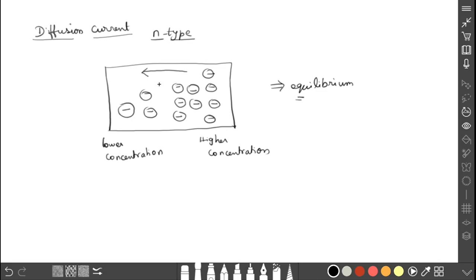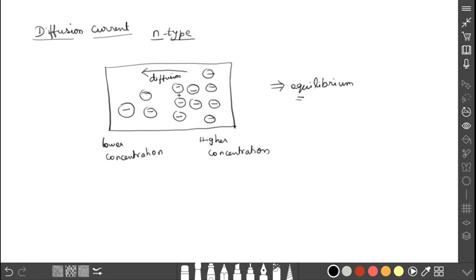So the movement of charge carriers from higher concentration to lower concentration generates a current due to the diffusion. So this is called diffusion current. This kind of current will be produced when the semiconductor is doped, okay, that time it will be non-uniformly doped. What is the meaning of doping? Adding impurities to the semiconductor.